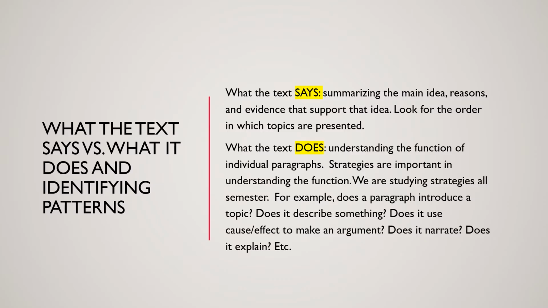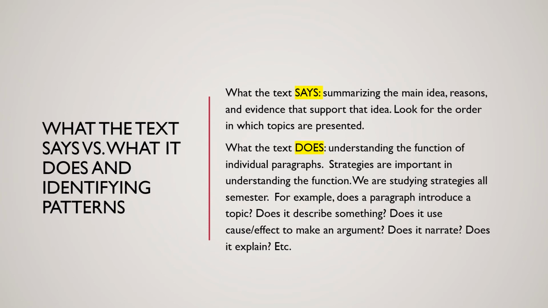Another thing to do is to consider what the text says versus what the text does, and then to identify patterns. So let me explain this a little bit more. What the text says are really just its ideas. In thinking about what the text says, you are summarizing the main ideas, reasons, and evidence that support that idea. Look for the order in which the topics are presented. So what the text says is not your opinion. It's what the author is claiming in that text.